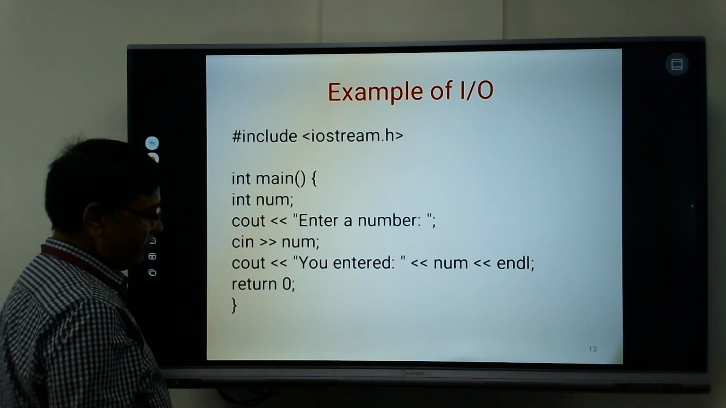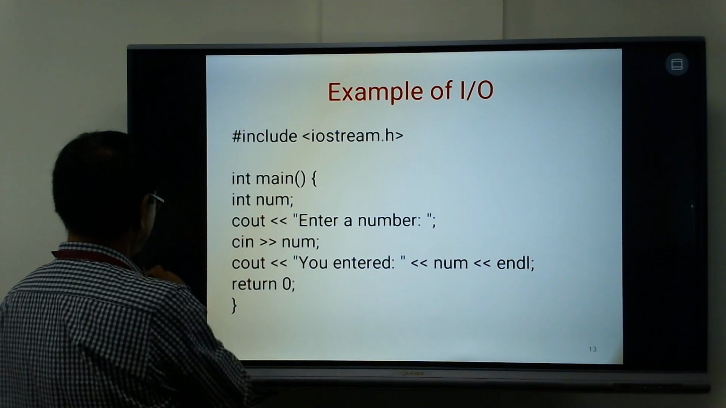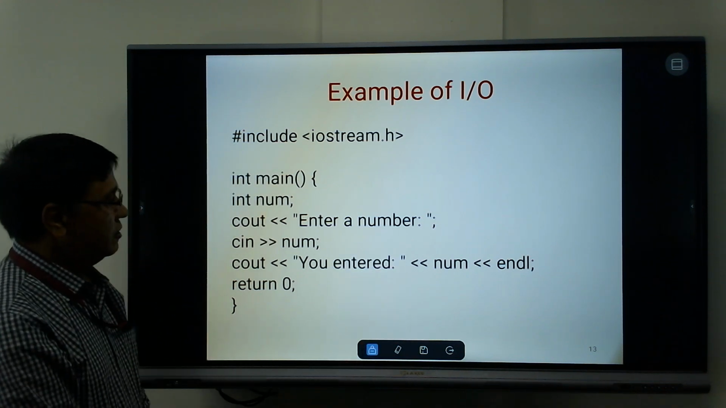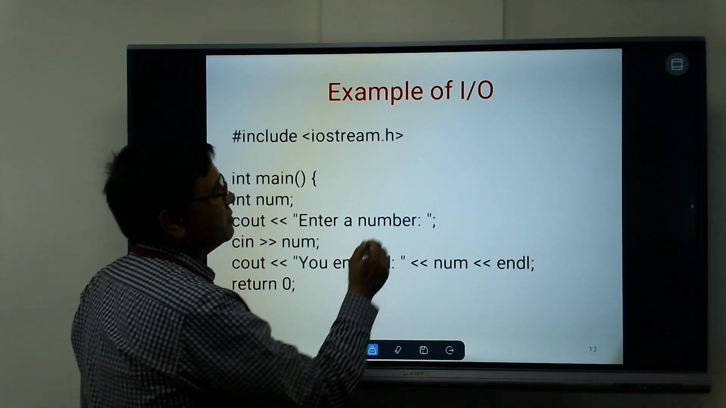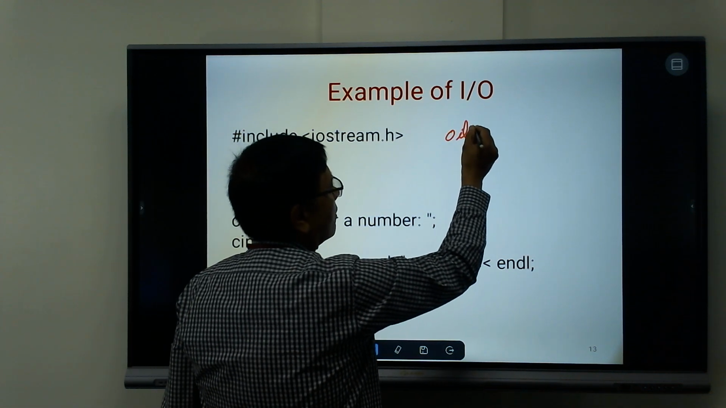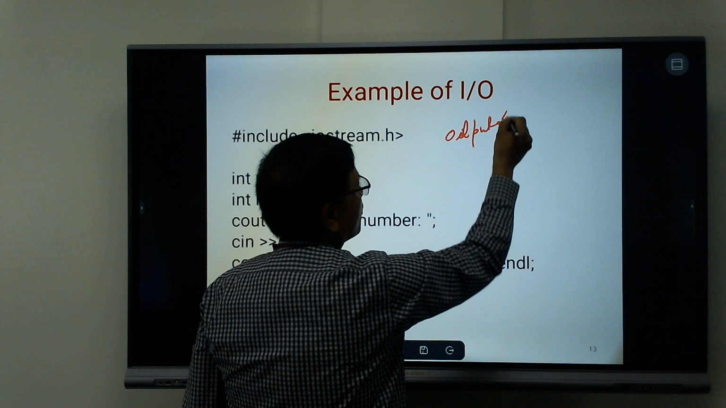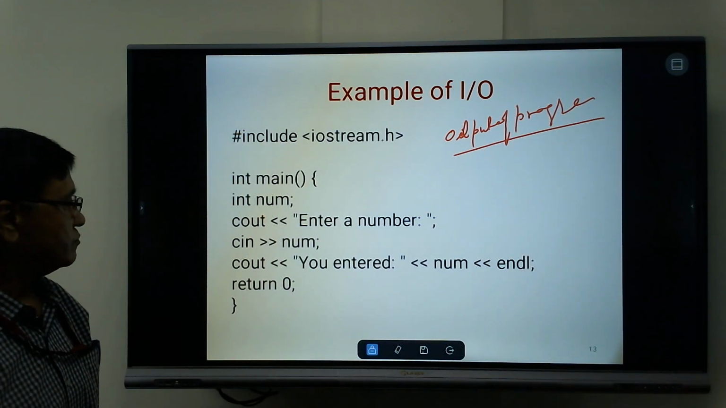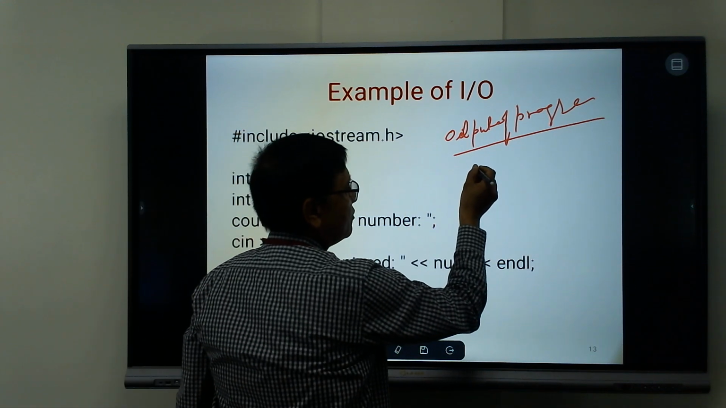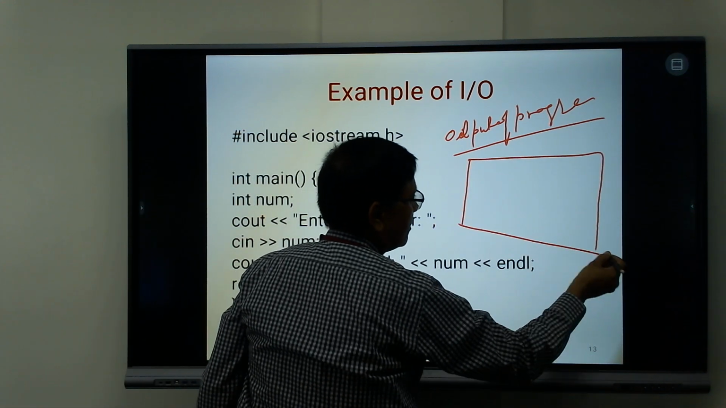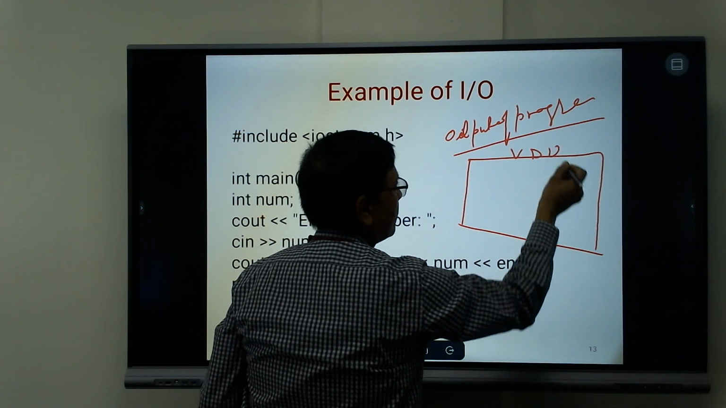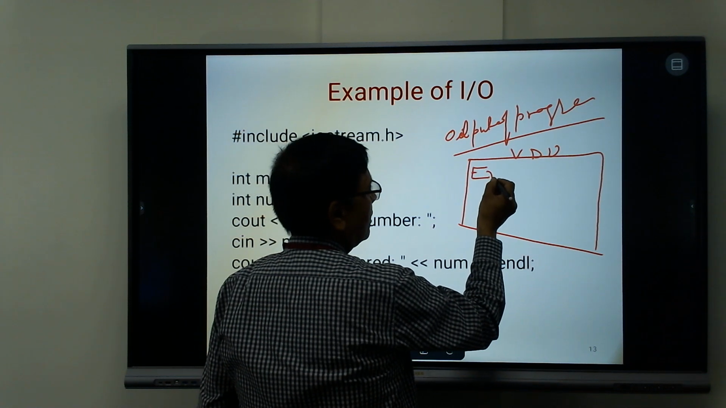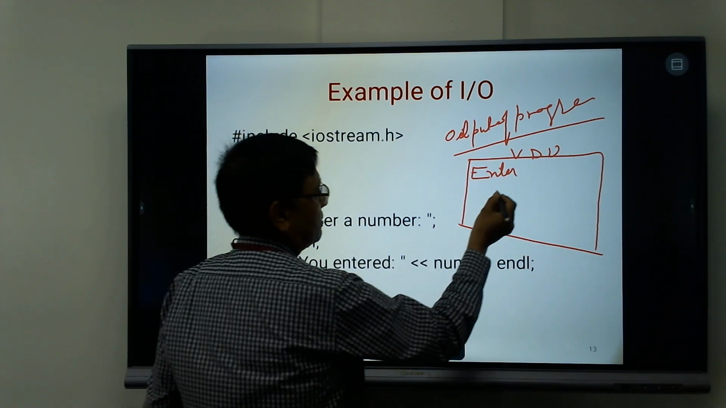So I will show you, when I execute this program, how the output will come. See, this is the monitor, you can see, this is the VDU. Cout will display a message, "enter a number".